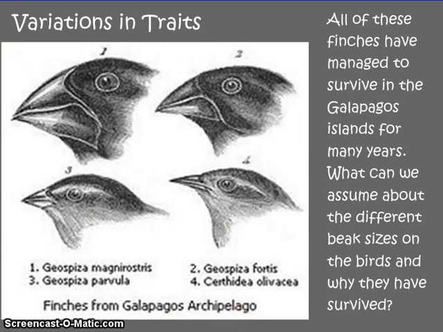Let's look at this. Look at these birds. These are all finches. So they all derive from the same family of birds. However, notice that their beaks are all different. We can assume that the different beak sizes on the birds actually help them to survive. Maybe it allowed them to be able to crack open shells, eat small berries.